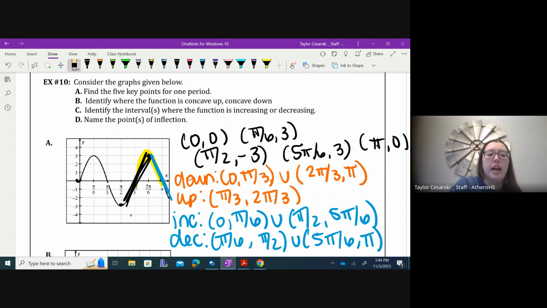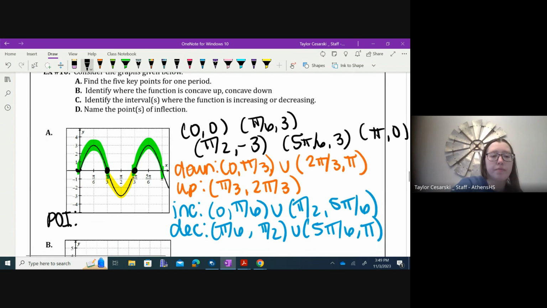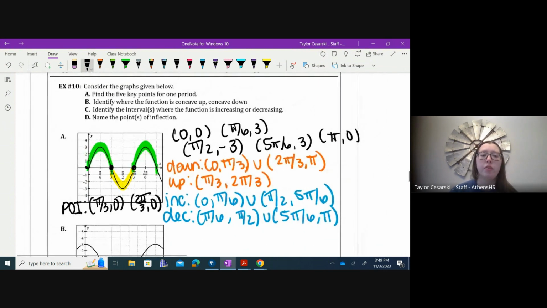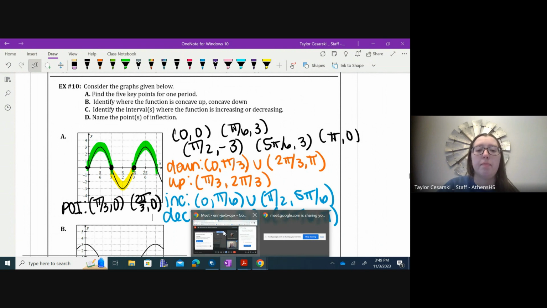All right. And then the last one says the points of inflection. Well, let me go back and highlight my concavity pieces. So the green are concave down and the yellow is concave up. Points of inflection are where it switches concavity. So I'm going to label this POI, points of inflection, at (pi over 3, 0) and (2 pi over 3, 0). Okay, those are my 2 points of inflection where it switches from concave down to concave up or vice versa. So hopefully that helps solidify, if you were a little unsure about some of the concavity and increase, decrease, that solidifies that from Unit 1.